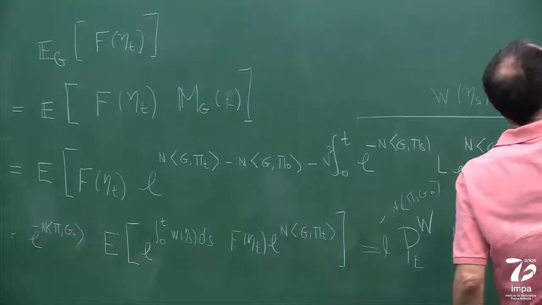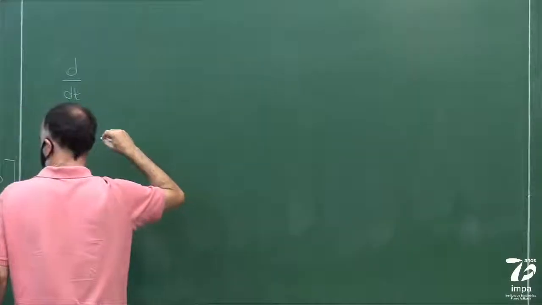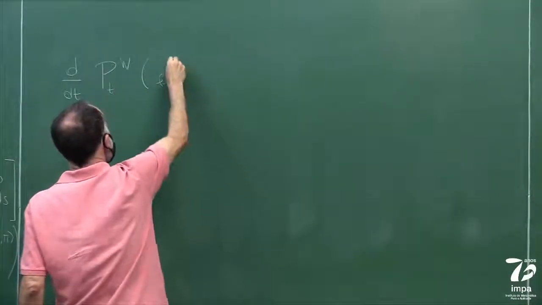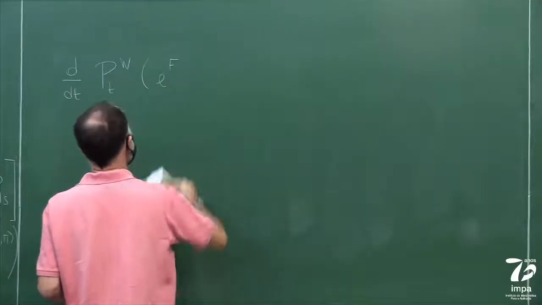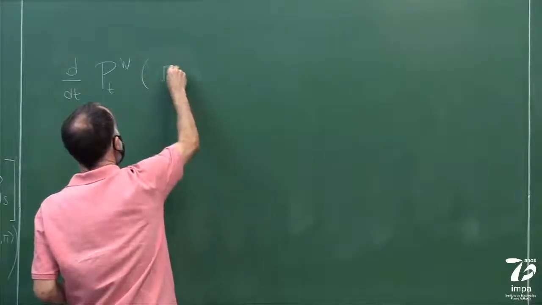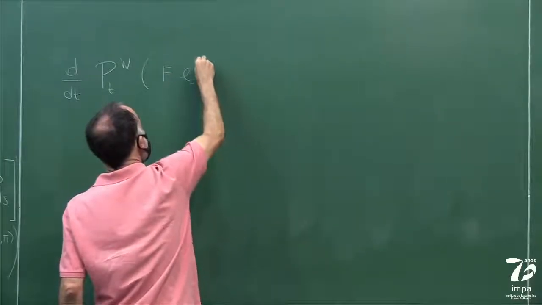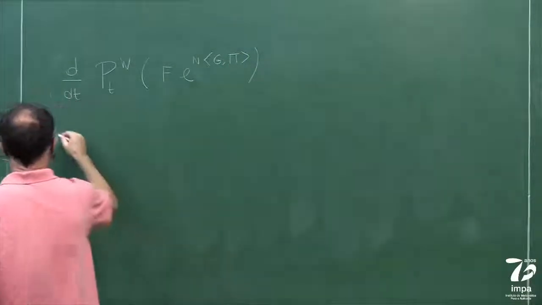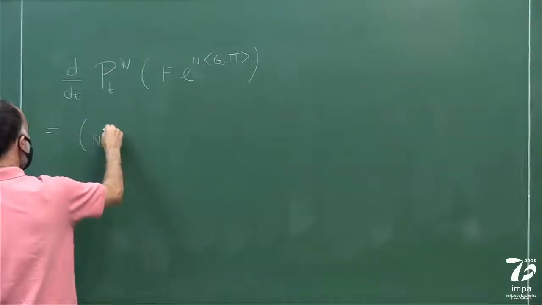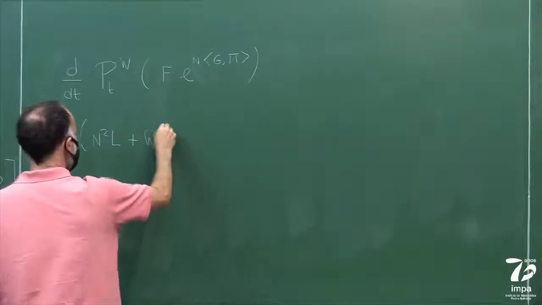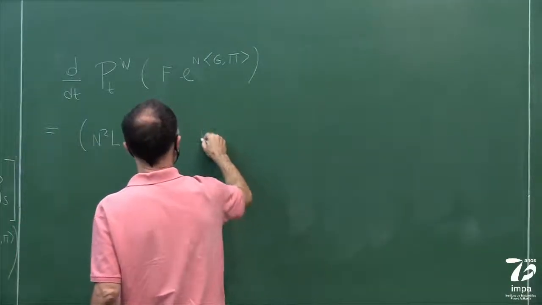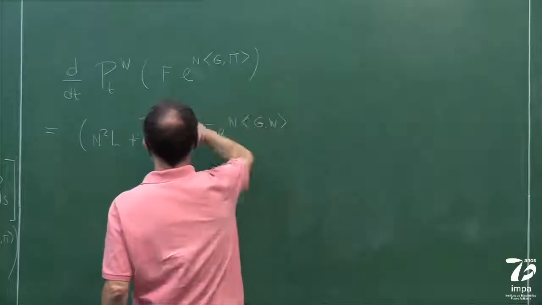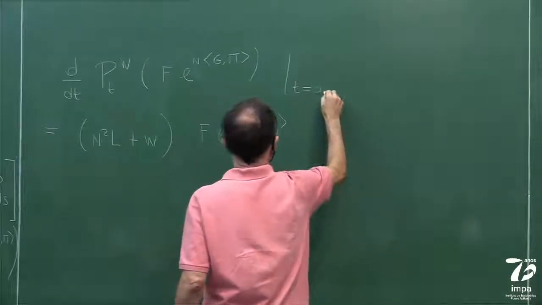So this means that if I take the time derivative of P_t^W applied to the function f exponential n g pi, we have seen that this is n squared L plus W applied to this function f exponential n g pi. So I'm taking this at time t equal to 0.